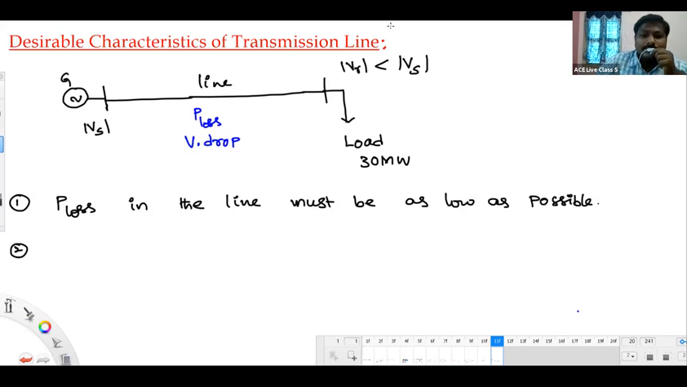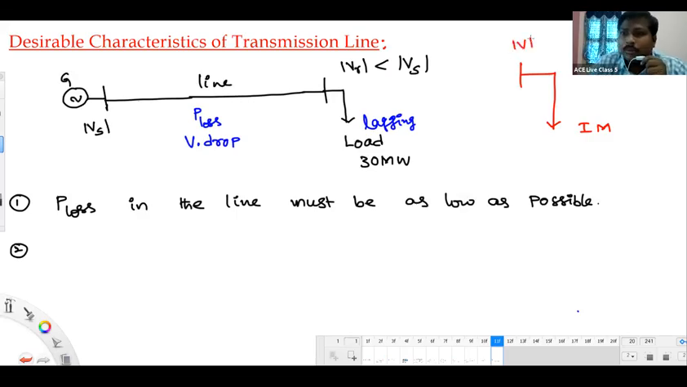Yeah, good. Let's continue. See, mostly we will be getting a lagging load at the receiving end side. Lagging load in the sense, we can find mainly an induction motor, IM. See, for example, if the voltage applied to the induction motor is mod V.